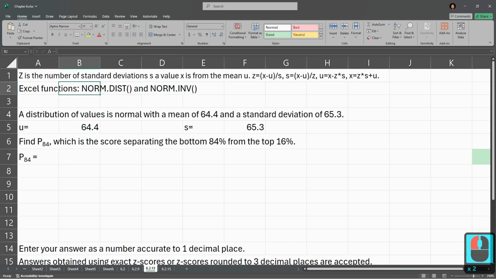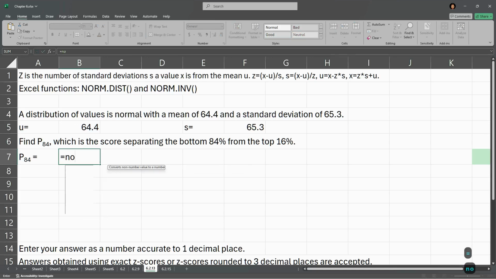So I have norm dist written first here. Let's go ahead, type in norm dist and then tab. Notice in the parameter list, the first one is x, which is a measurement or a value. We're trying to figure out the score, the value, that would be the 84th percentile. We don't know the value.